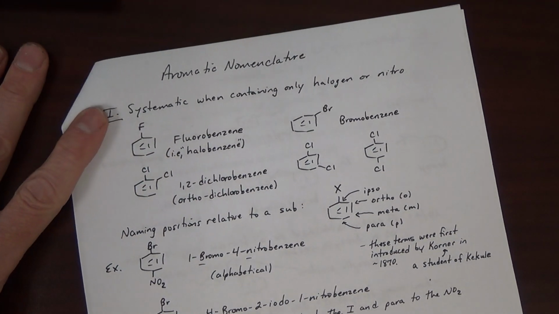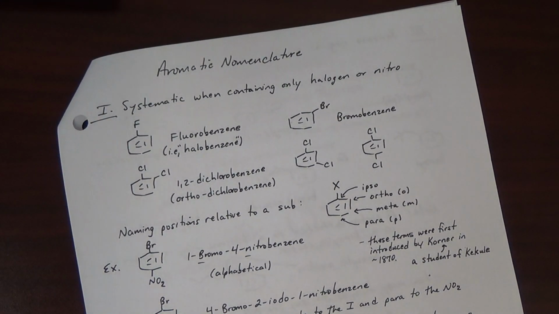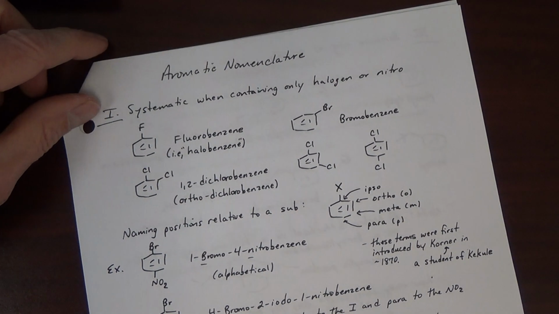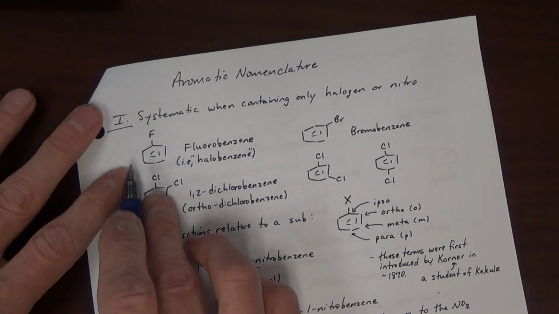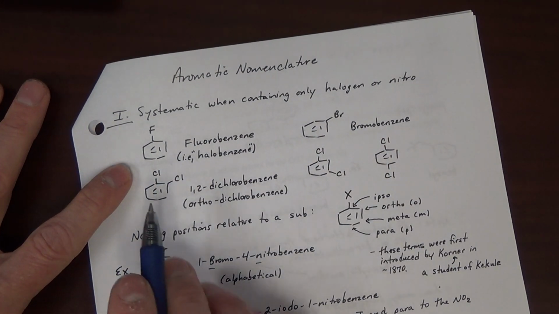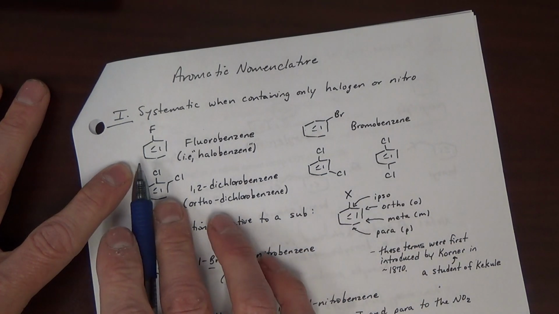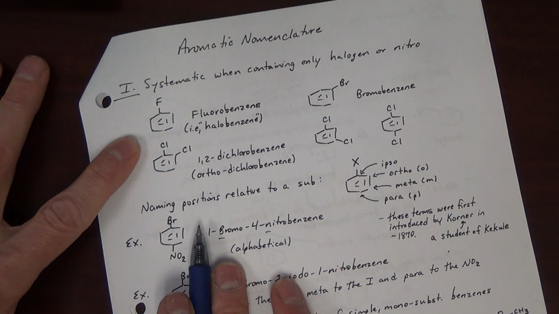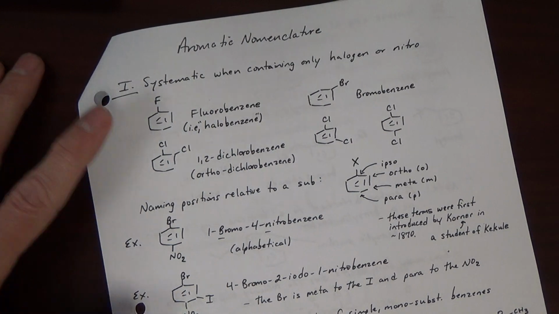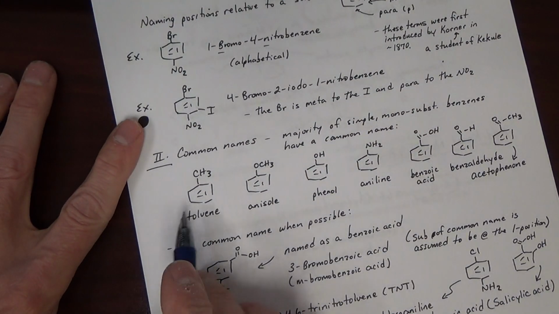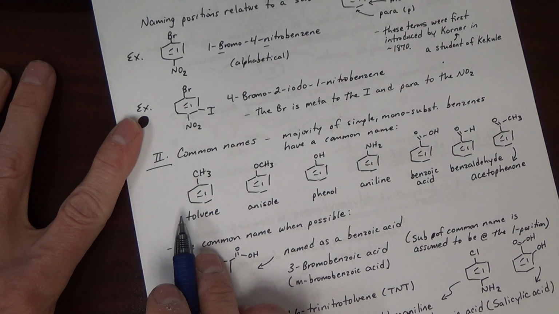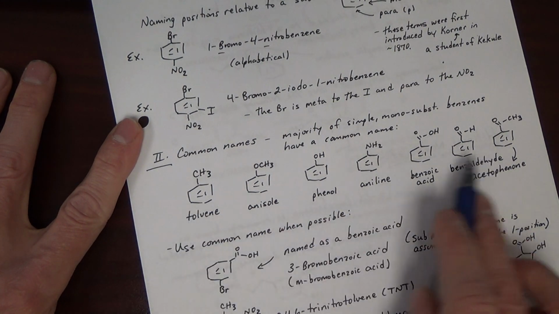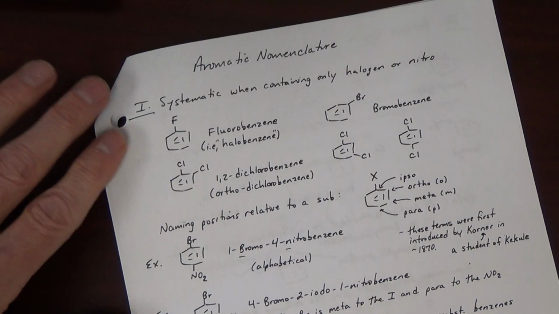Hi guys, let's look at nomenclature of aromatic compounds, in particular benzene compounds. We'll first look at systematic nomenclature, which we'll use when we have just halogens or nitro groups on the ring. We'll also see that we can use common names when we have other substituents on the ring. First, systematic.